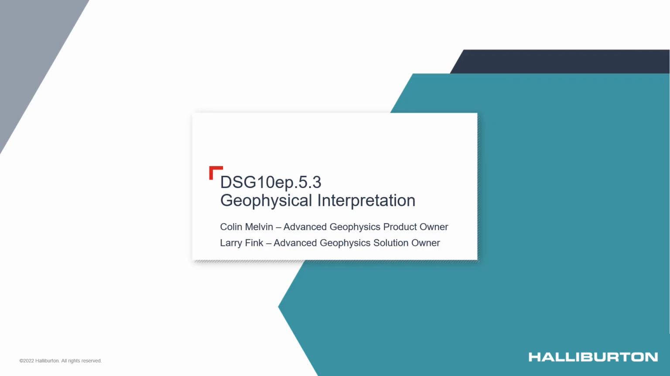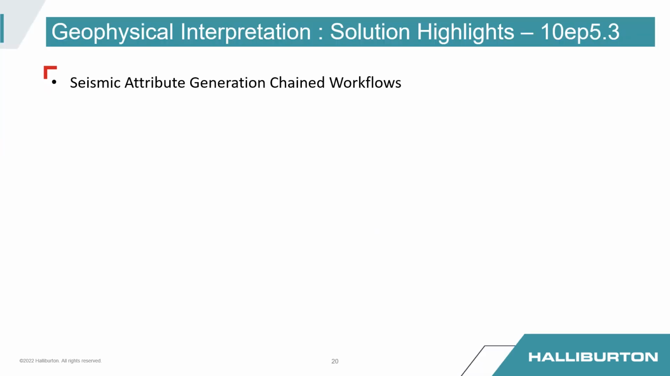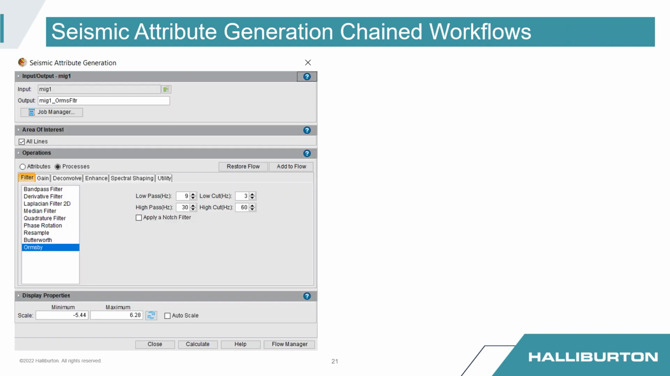10ep5.3's theme is workflow efficiency, streamlining, and performance. One major feature captures this theme. That major feature is the chaining process in seismic attribute generation. Prior to this release, seismic attribute generation required running processes one at a time.